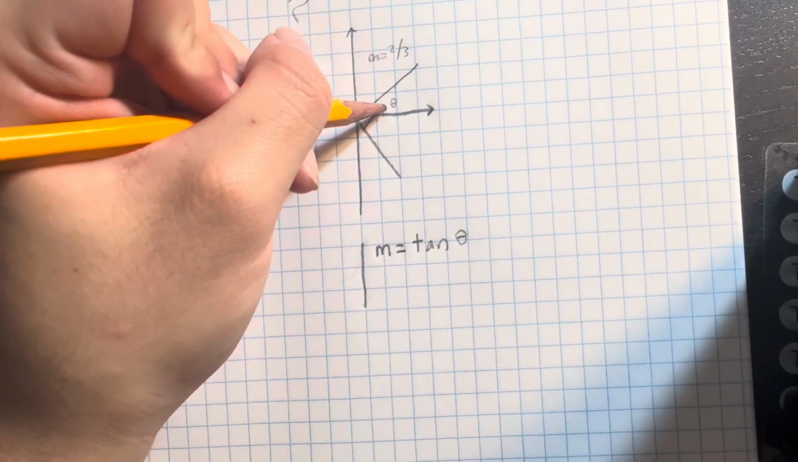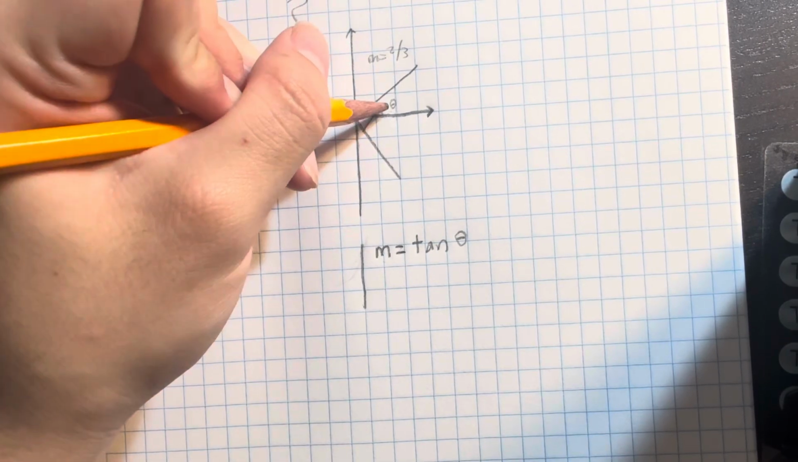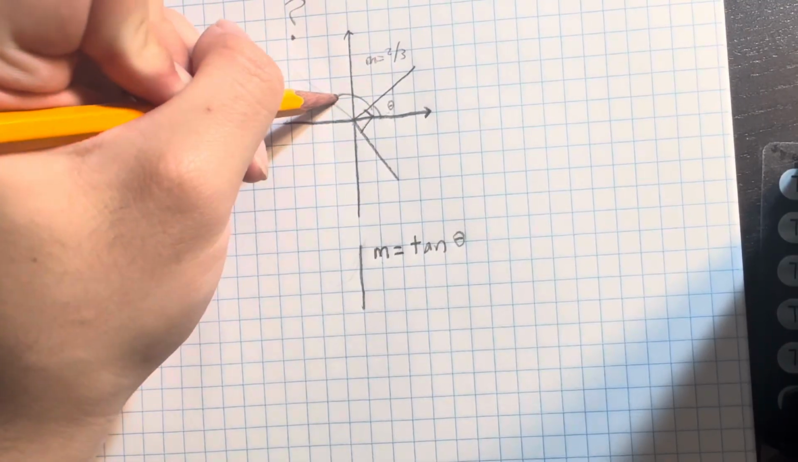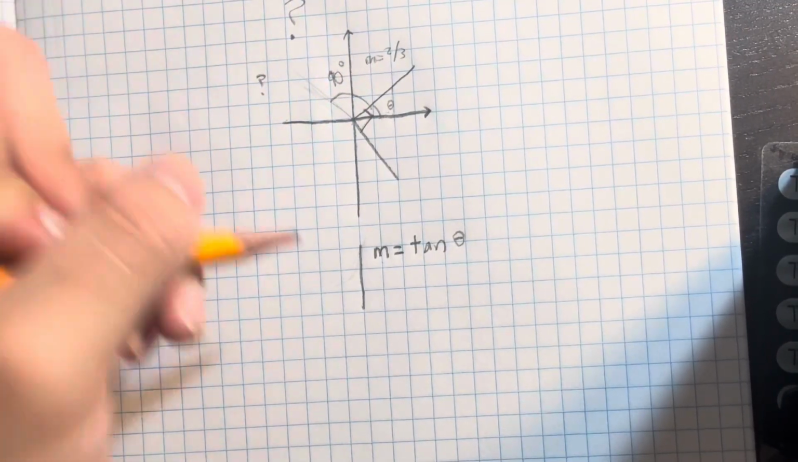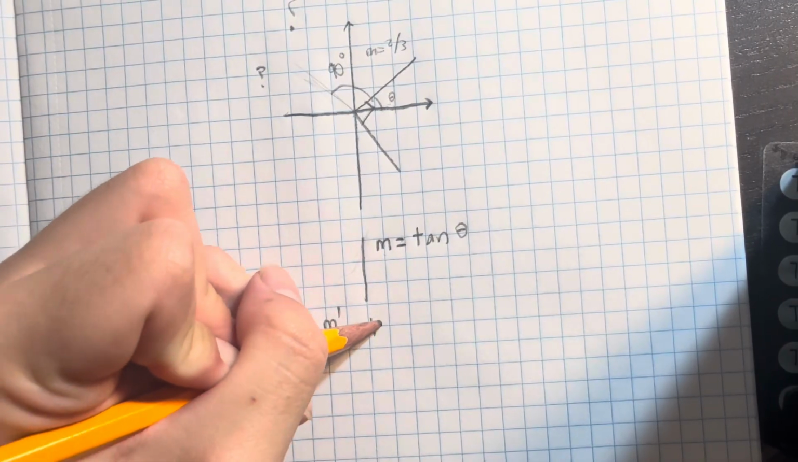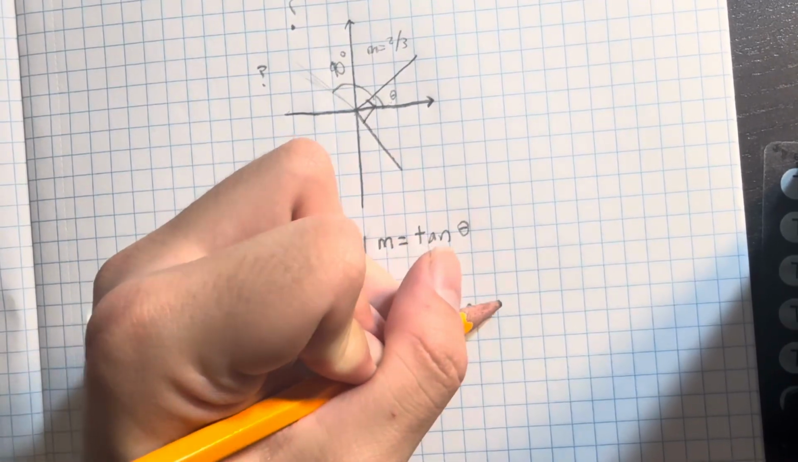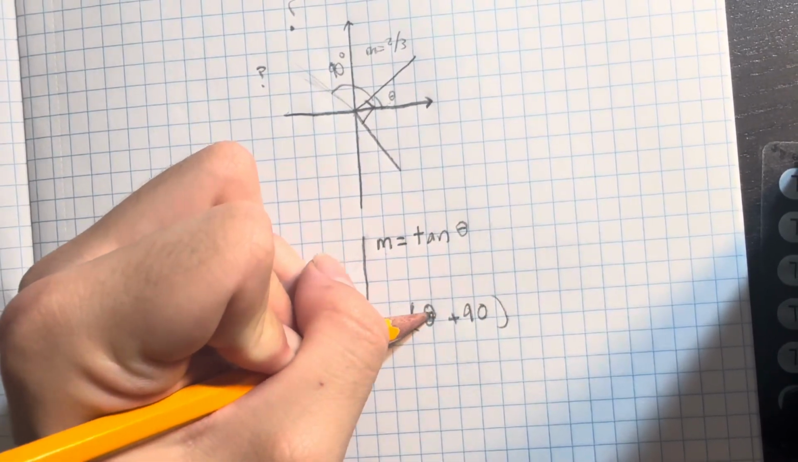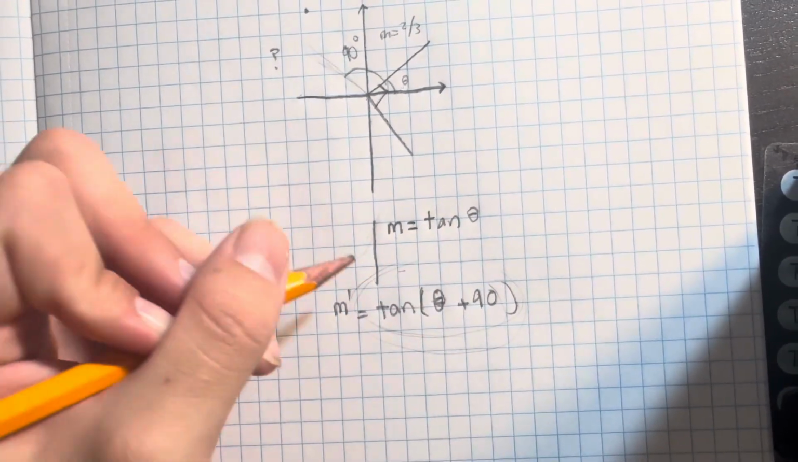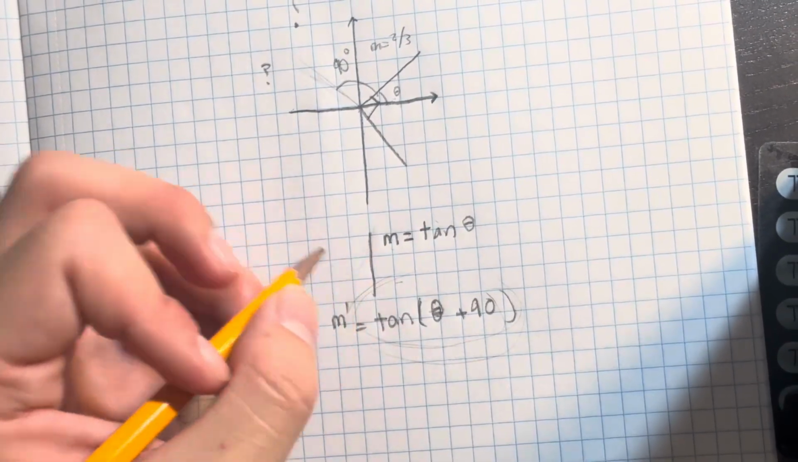And right now we're trying to find what the slope is when we add 90 degrees to the angle or subtract 90 degrees. In this case, let's just say we're adding 90 degrees. So we're trying to find m prime, let's call it, when we have the tangent of theta plus 90 degrees. This is the expression for the slope of the perpendicular line compared to the original. So now we're going to simplify this.